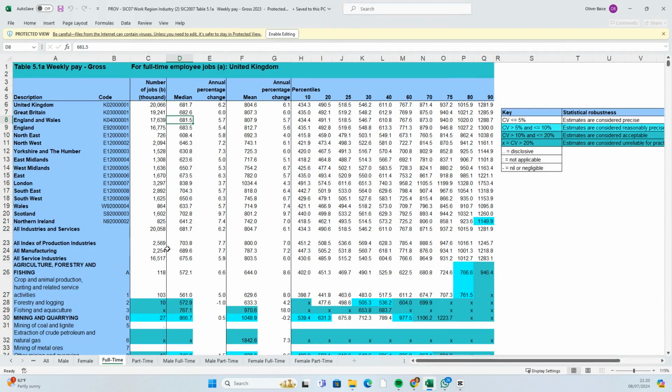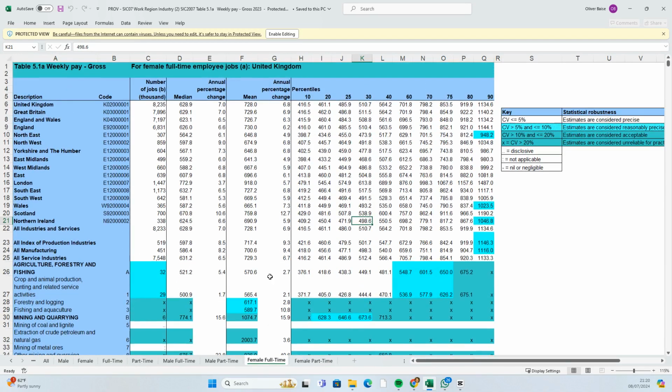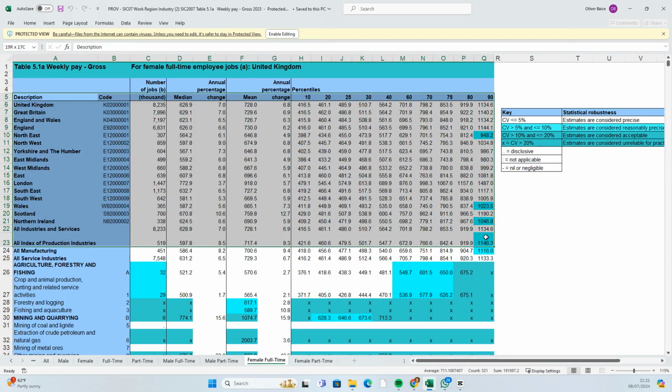And what I liked about this was that as well as segmenting by region, it's also segmented by gender. So you've got male full-time, female full-time. And what I liked more about it is that it gives you percentiles. So that's like the bottom 10% of female earners, the bottom 20% of female earners, the bottom 25% of female earners. So this was the data set that I used. Now, the weakness of this data set is that it's 2023 data.